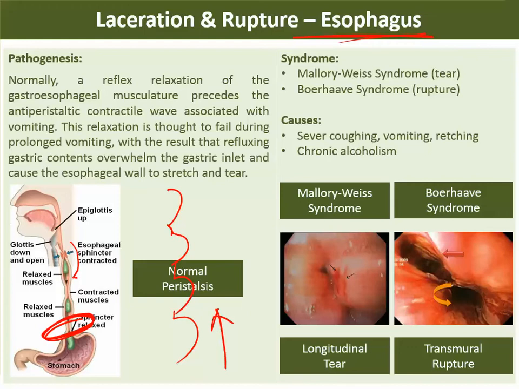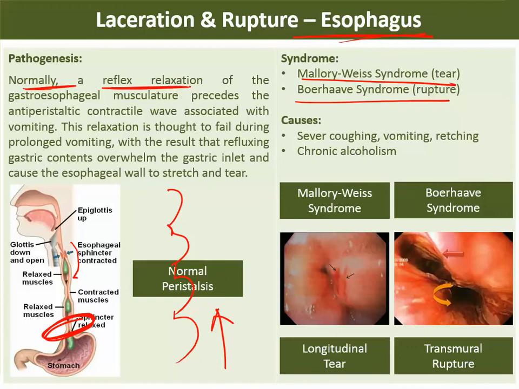So there are two conditions I am going to discuss. It is called a syndrome, very commonly encountered. The most commonly encountered is Mallory-Weiss syndrome, and if it goes for rupture, it is called Boerhaave syndrome. See, just I am giving the normal here.